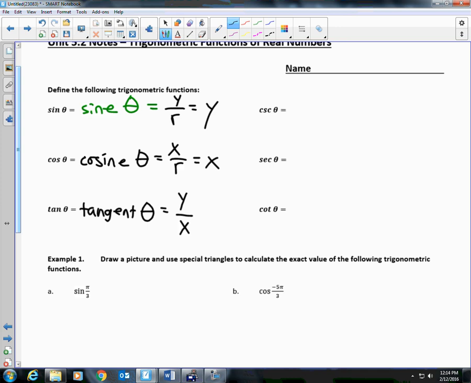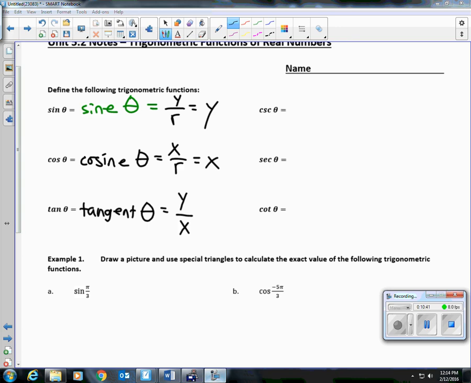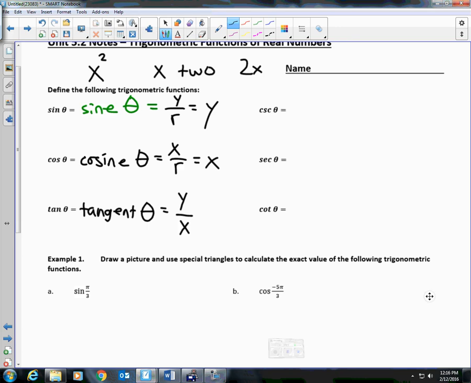Can you tell me what y over x reminds you of? Slope, rise over run. The tangent of an angle is the same as the slope of the line. Yep, so that's a relationship. Okay, thank you for understanding that.